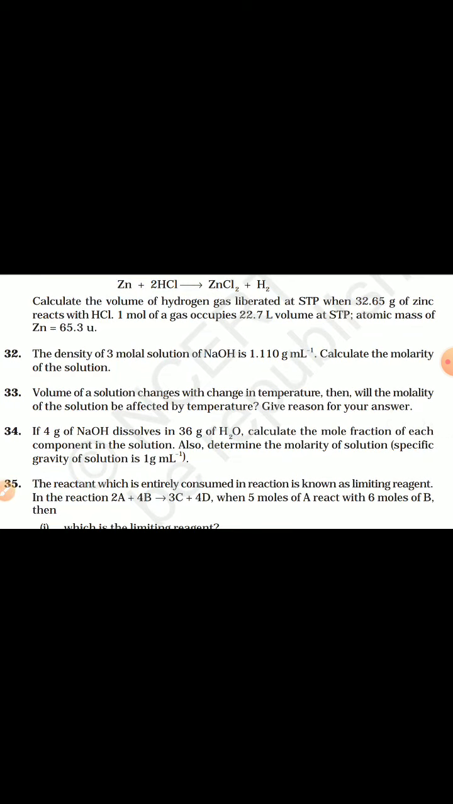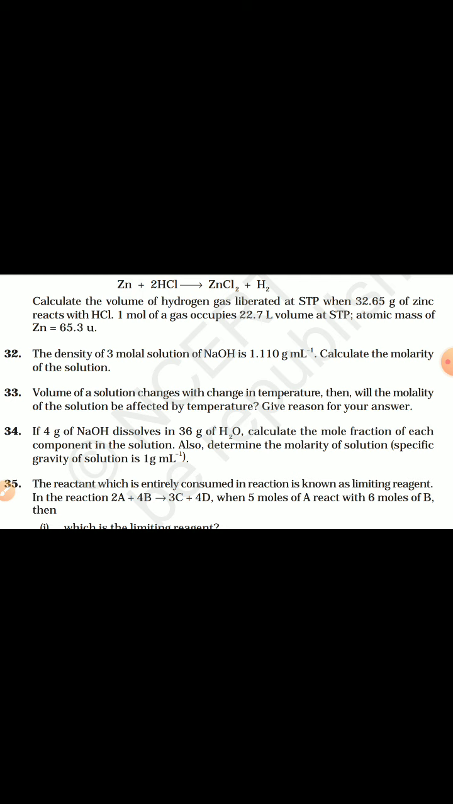The density of a 3 molal solution of NaOH is 1.11 gram per liter. So the density is given. NaOH density is 1.11. Calculate the molarity of the solution. If the density and the molality are given to you, then you can calculate the molarity. As you know, the formula of molarity is the number of moles of the solute divided by the volume of the solution in liters. So here I have to find out the volume of the solution.